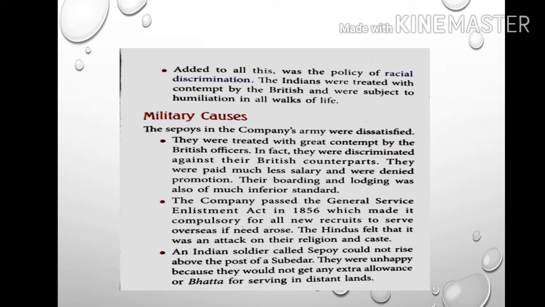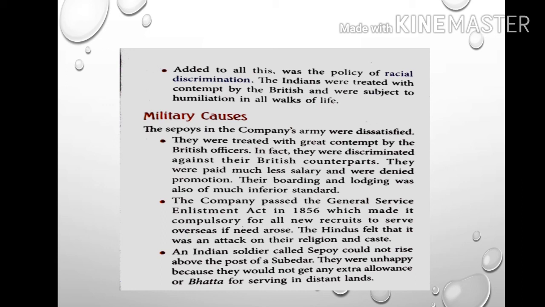The company passed the General Service Enlistment Act in 1856, which made it compulsory for all new recruits to serve overseas if need arose. The Hindus felt that it was an attack on their religion and caste. An Indian soldier called Sepoy could not rise above the post of Subedar. They were unhappy because they would not get any extra allowance or bhatta for serving in distant lands.